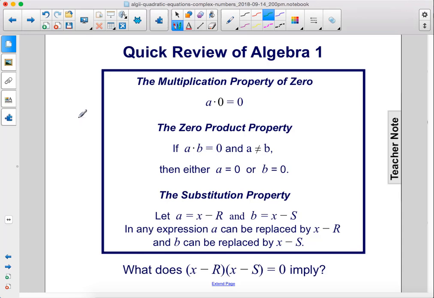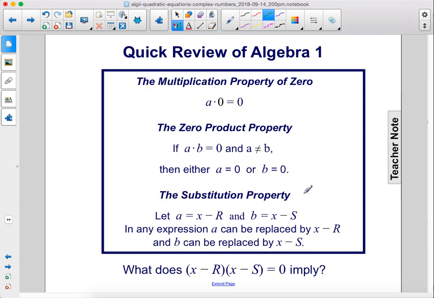Quick review of Algebra 1. The multiplication property of 0: a number times 0 equals 0. The zero product property: if a times b equals 0 and a does not equal b, then either a equals 0 or b equals 0.